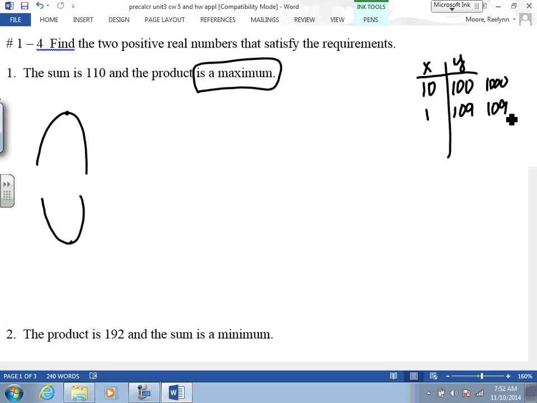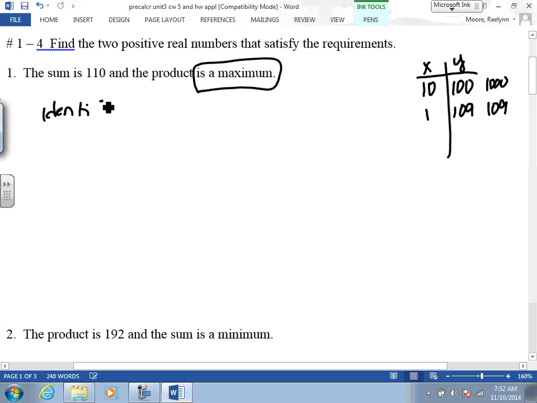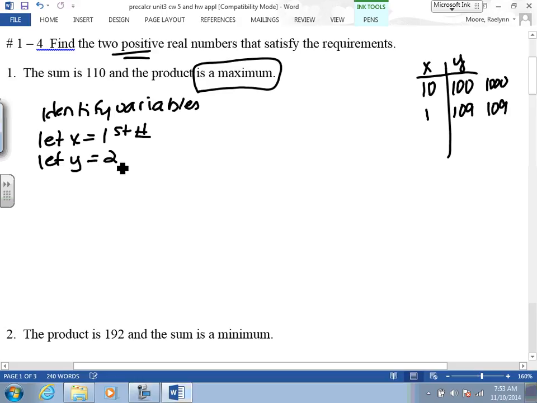So the first thing we need to do is identify your variables. Identify your variables all the time first. So how many variables do we have? 2, because it says find 2 positive real numbers. We're going to let x equal the first number. We're going to let y equal the second number.